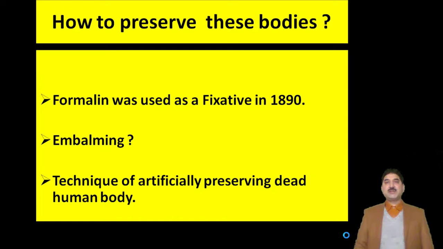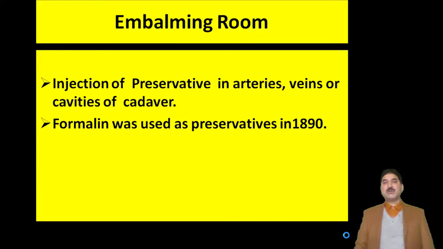Now the question is, even if you get a body, how to preserve it? It is preserved by using formalin. Formalin was used as a fixative in 1890. Formalin is injected inside arteries, veins, or cavities of the cadaver. This process is called embalming. So, embalming is a technique of artificially preserving the human body.